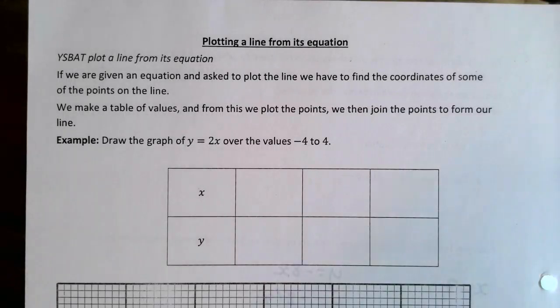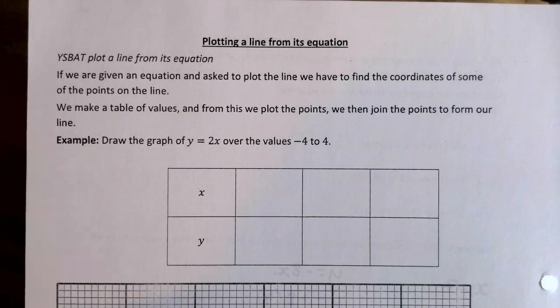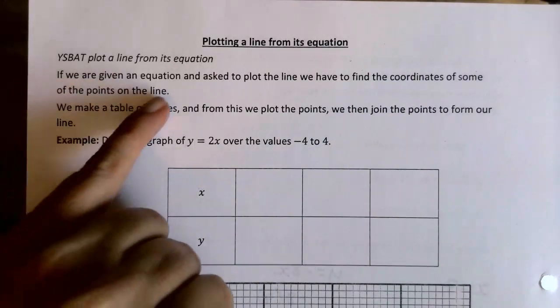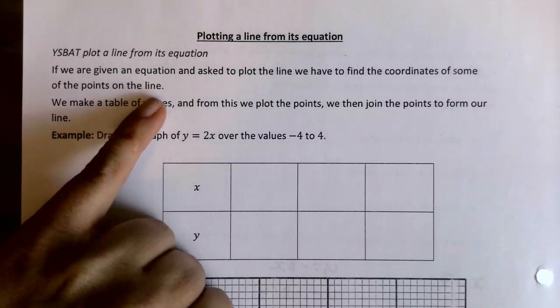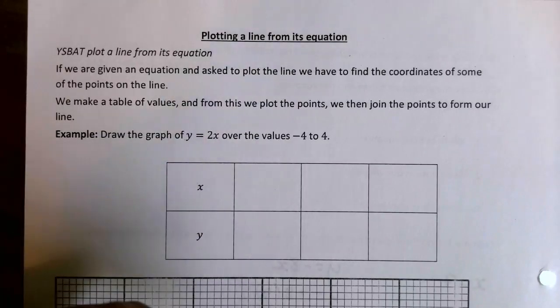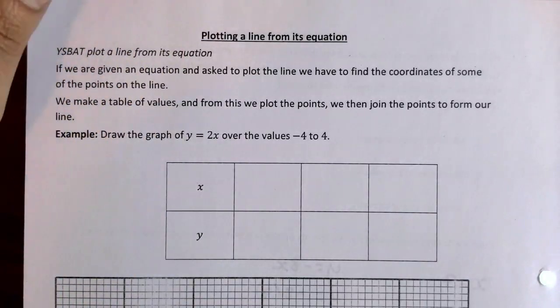Okay, so last day we looked at figuring out points on a line whenever we were given the equation. Today we are going to be plotting a straight line graph whenever we have been given the equation. So you might be given an equation and then asked to plot the line. The first thing we have to do is figure out some coordinates that are on the line. So we're going to be using those skills that we learnt last lesson.